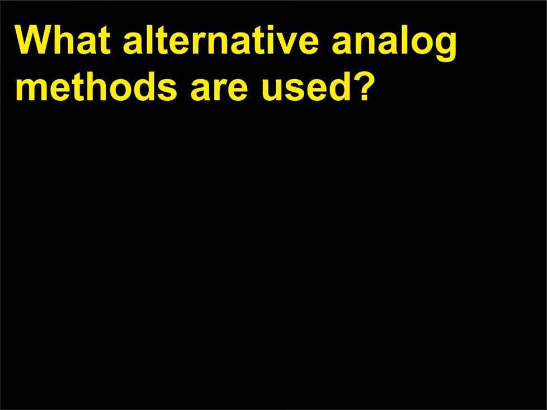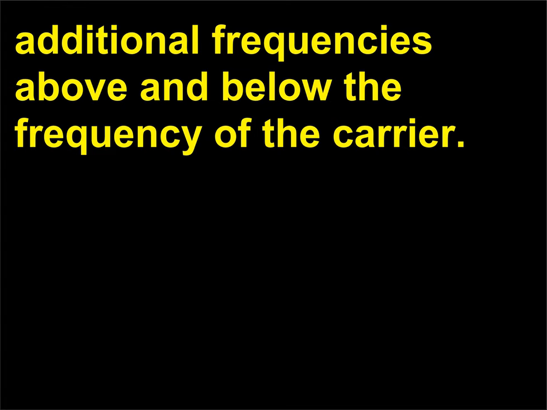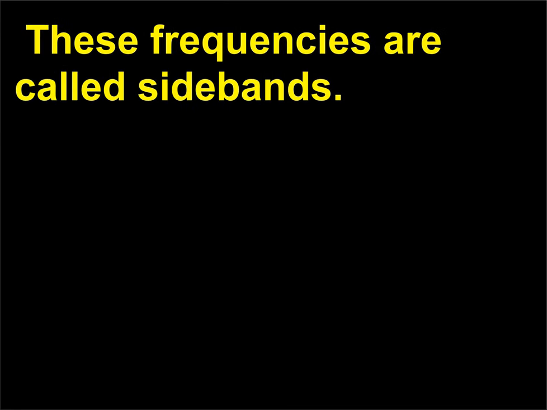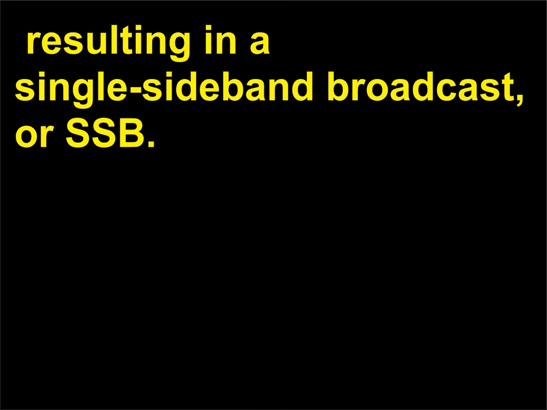What alternative analog methods are used? As was described above, modulating a carrier wave produces additional frequencies above and below the frequency of the carrier. These frequencies are called sidebands. There is identical information in the two sidebands, so many radio services filter out one of the two sidebands, resulting in a single sideband broadcast, or SSB.